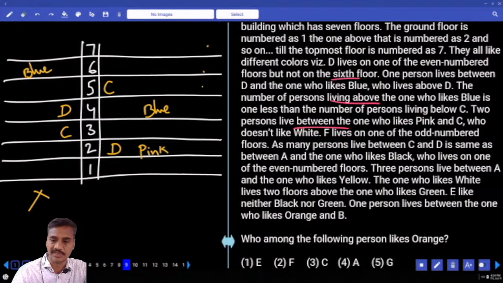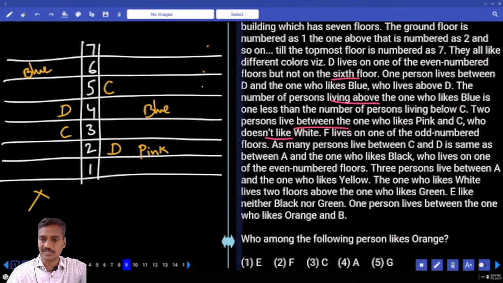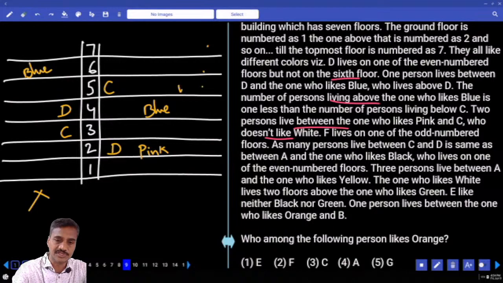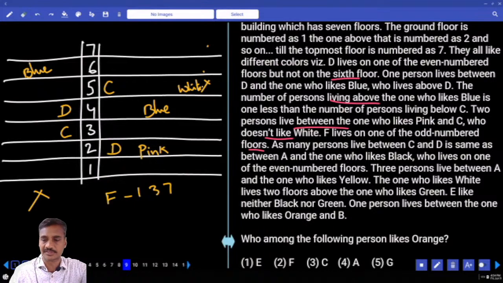Now D likes pink color, and C does not like white color. Now C white is ruled out. C does not like white color. F lives on one of the odd numbered floors. F on one of the odd number floors, F can be 1, 3 or 7 in any order.